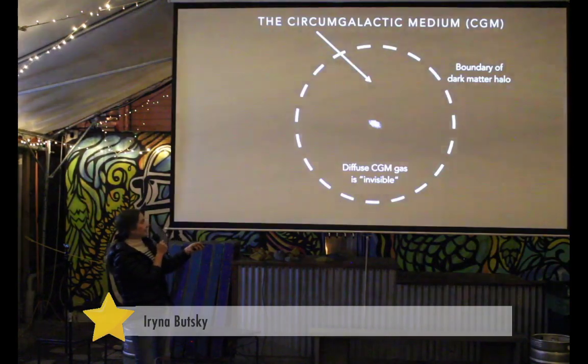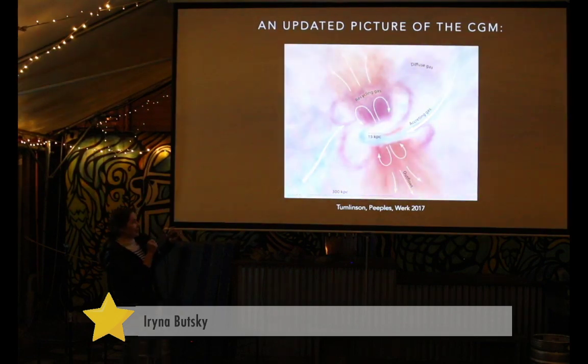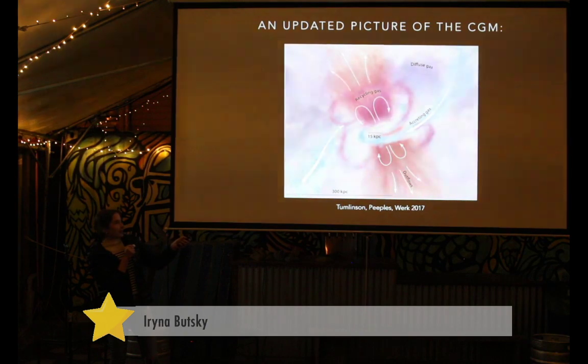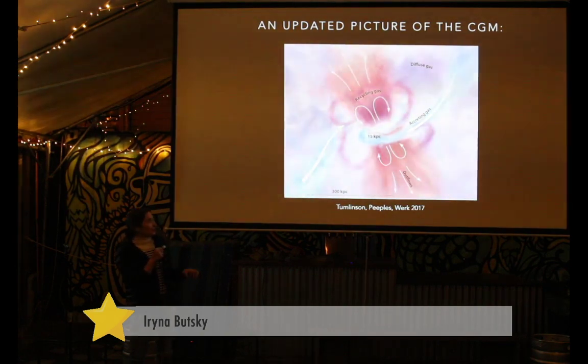But luckily, we can observe it indirectly, and some very smart people have figured out that the CGM actually has this rich, complex structure, and it's shaped by chemically enriched outflows from the galactic disk and relatively pristine inflows from outside of the galaxy. There's some ambient random stuff going on here, and it's mixed in lots of complicated ways. And so being able to understand this structure and reproduce it in simulations is really important for making predictions for how galaxies will evolve.